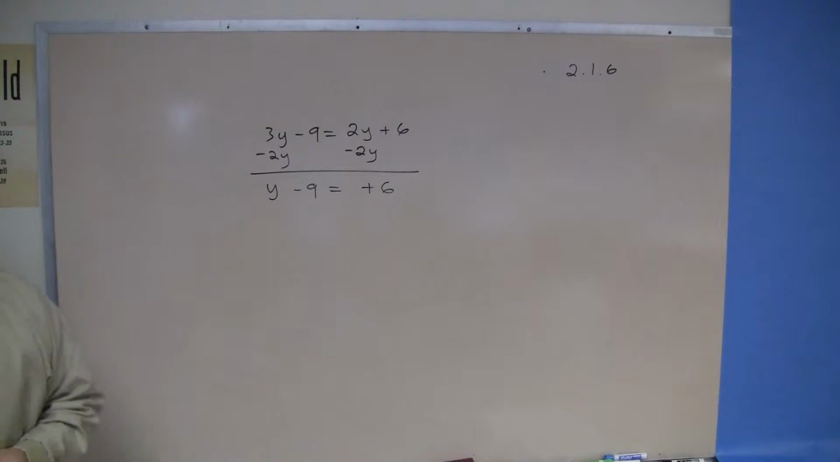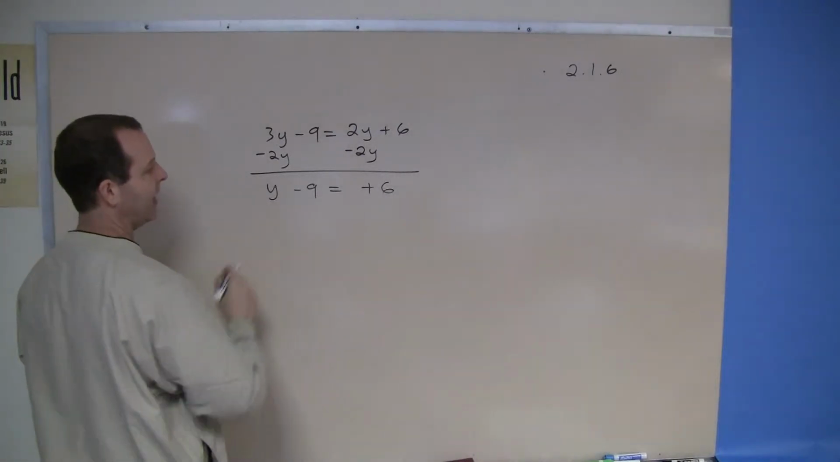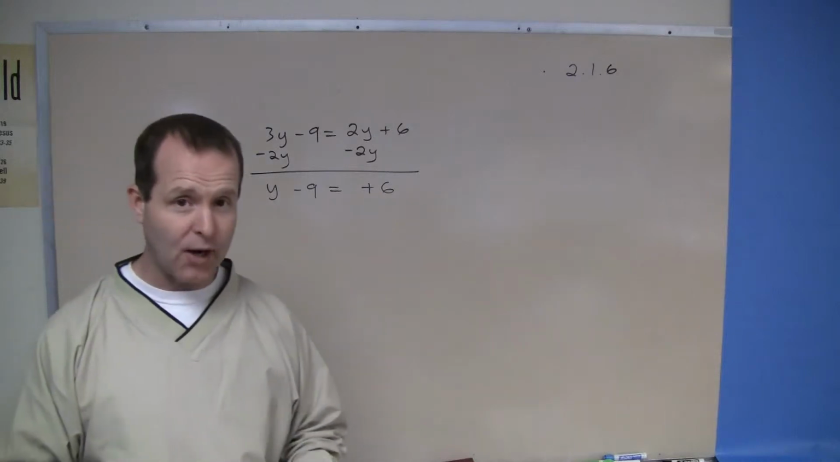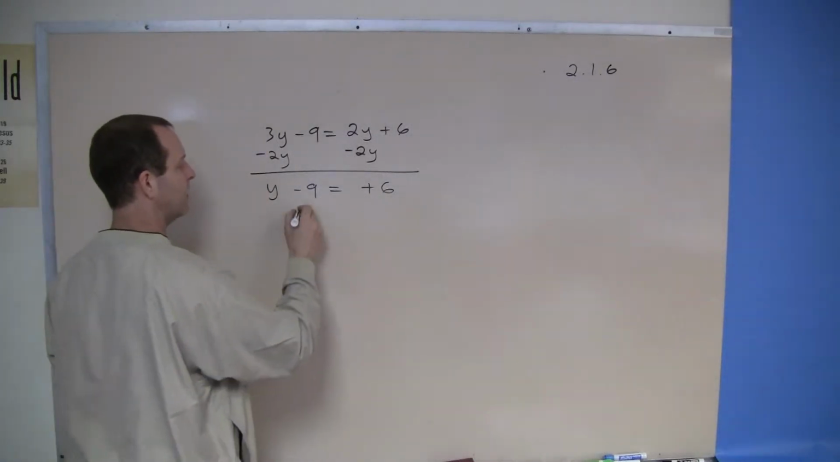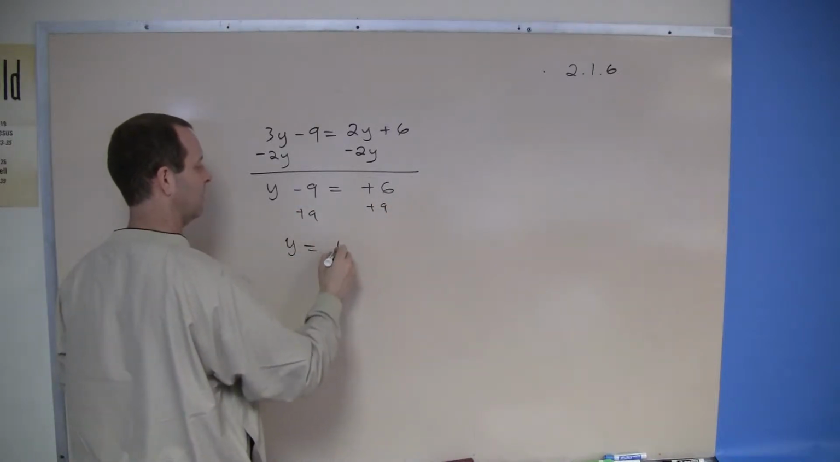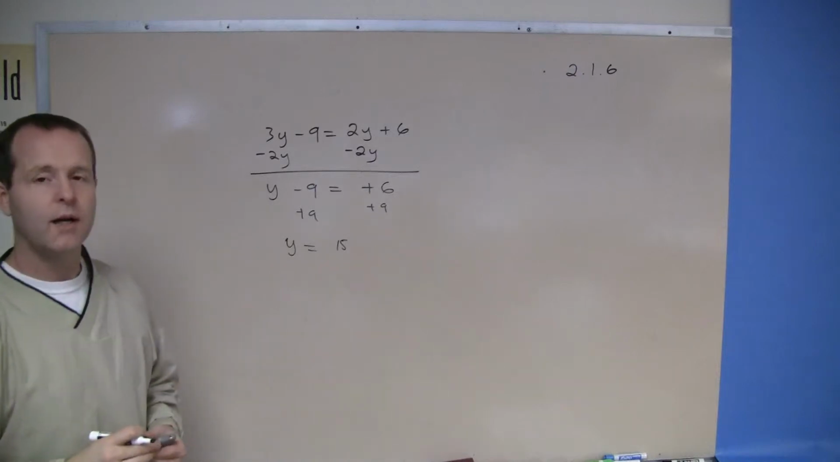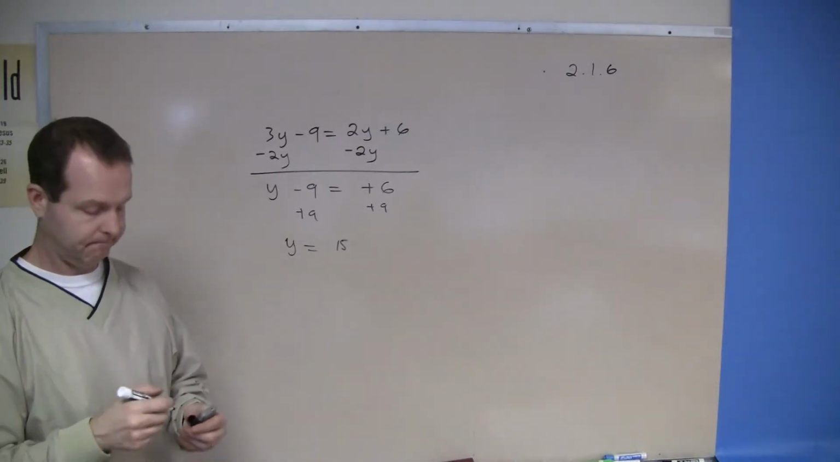So I have y minus 9 equals 6. And then I'm not done yet. y is not by itself, and it needs to be by itself. I'm going to add a positive 9 to both sides. And in doing so, I now have y by itself, y equals 15.